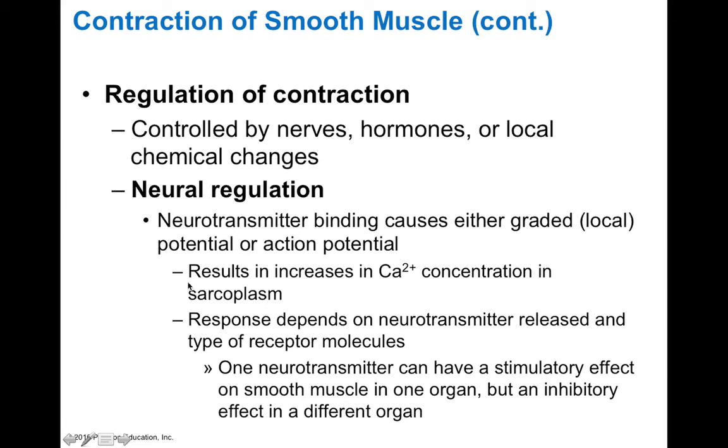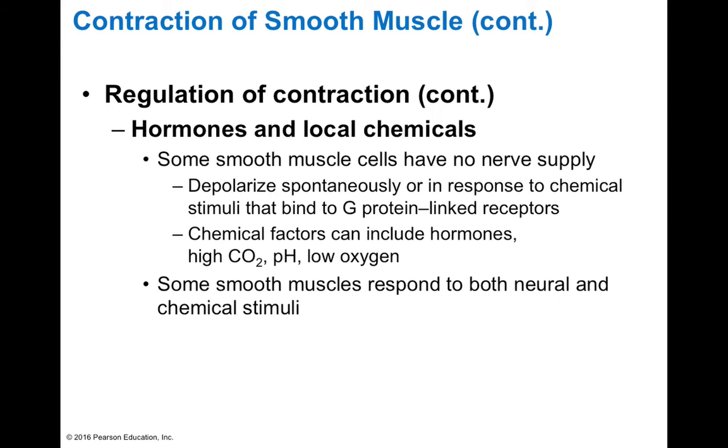But what's cool about smooth muscle is that its response depends on the type of neurotransmitter that's released, so that you don't always get the same response. Because we can get different types of neurotransmitters and different chemicals to bind to receptors, we get varying responses by the smooth muscle because one neurotransmitter might have a stimulatory effect on that smooth muscle, but it might also inhibit that smooth muscle if it's a different neurotransmitter.